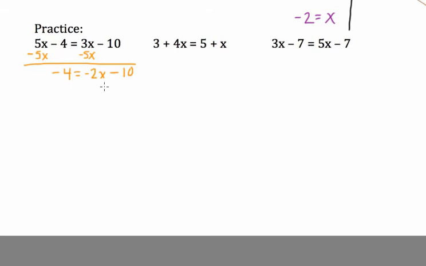Go to the side with the x and undo what's been done to the x. Add 10 to both sides. Think money, lose 4, win 10, you're now 6 to the good. Negative 10 and positive 10 add up to be 0, so that's gone. Go to the side with the x. Undo timesing by negative 2. The opposite of timesing by negative 2 is to divide by negative 2.